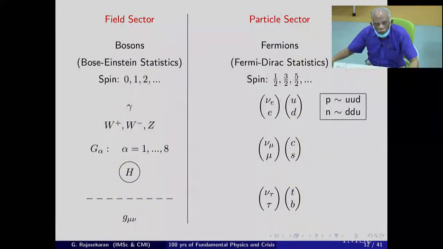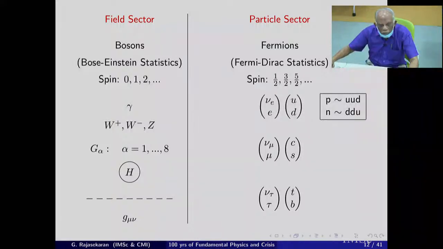Now, one more point before I leave this page. Although I called this the field sector and particle sector, you can easily see that that's a wrong name, because these fields also can come with particles. Quanta are nothing but particles. Similarly, the particle sector, although I called it particle sector, there are fields here also. In quantum field theory, the quarks are quanta of quark fields. Electron is the quantum of the electron field. Neutrinos are quanta of the neutrino field, and so on. So in quantum field theory, the particle and field concepts get unified. So the more correct names will be bosonic sector and fermionic sector.